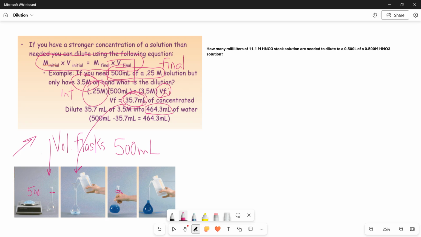Now this is actually a picture. If you look here, it's not dilution, it's actually making a solution, and this is a common question that I've seen on AP exams and college chem exams about making a solution. So for example, let's say we want 500 milliliters of a solution, and let's say, just for giggles, I need 15 grams of the solute.